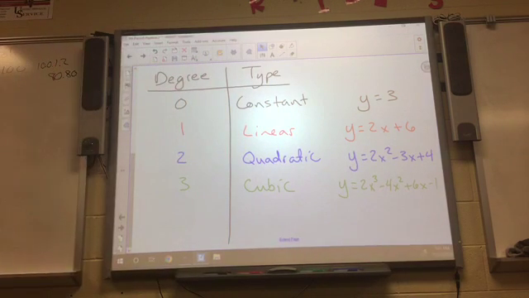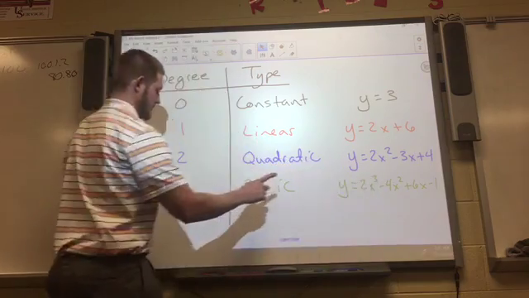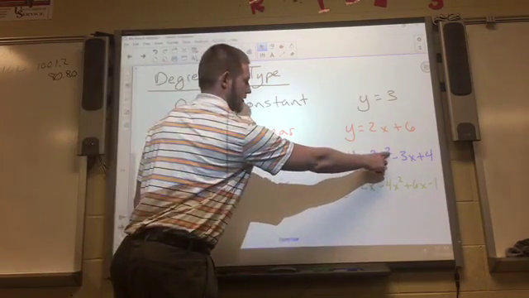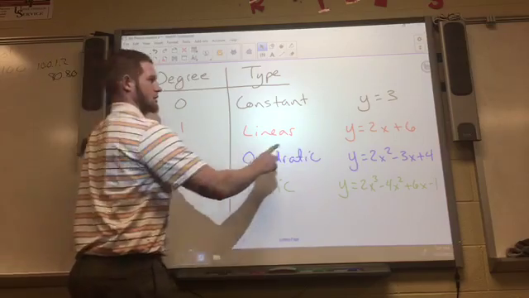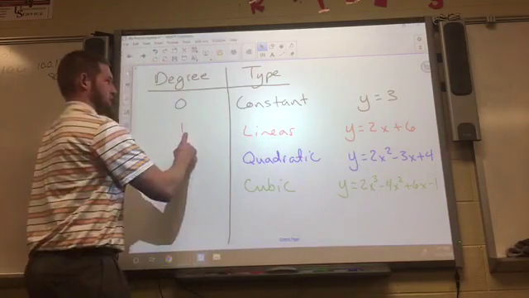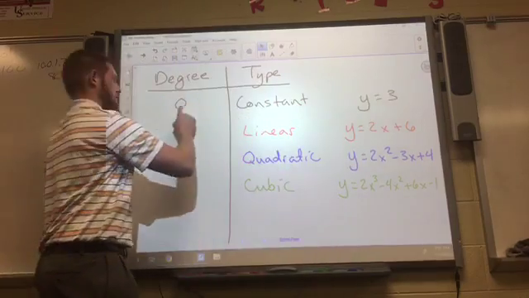What are you noticing about the degree? It's what, Cole? Okay, I get what you're saying, but it matches which exponent? If it's in standard form, it's the first one. The highest one. It's also the largest one. Okay? Your largest exponent is your degree. Largest exponent's 2, degree is 2. Largest exponent's 1, degree is 1. Largest exponent's 0, the degree is 0.